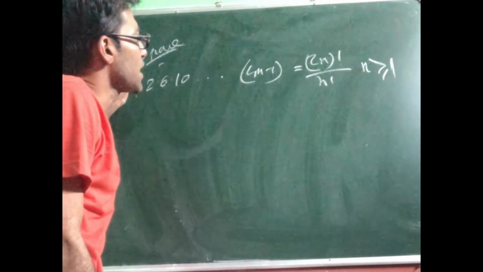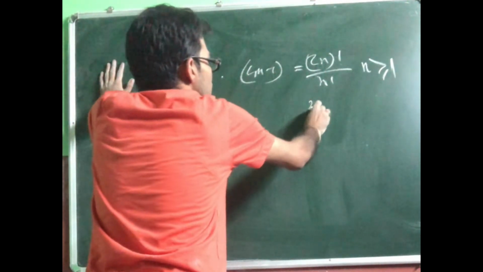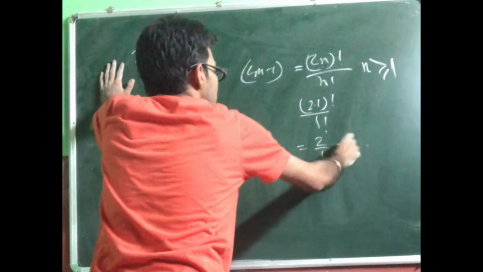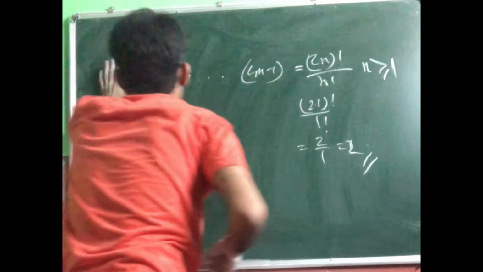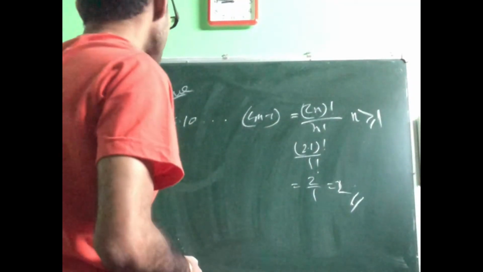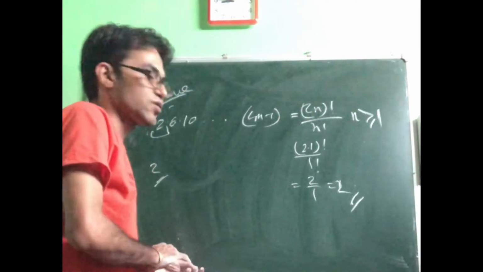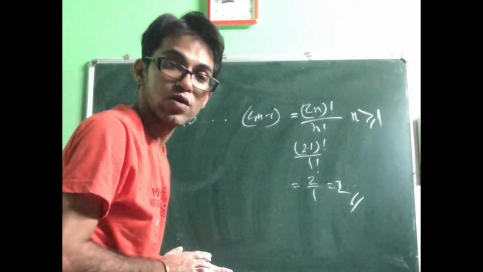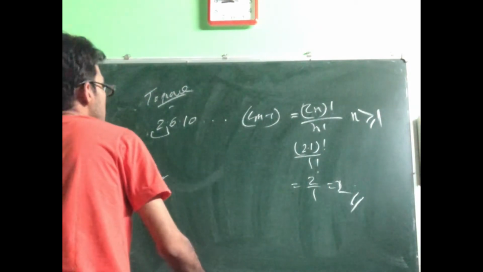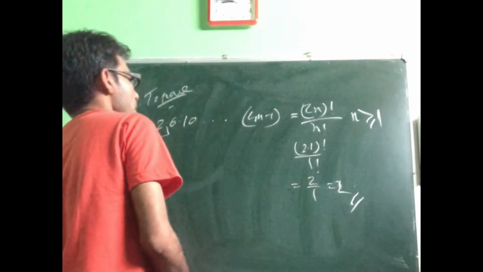Well, how can I prove this thing? For n equal to 1, this becomes 2 into 1 factorial divided by 1 factorial. So basically this is 2 divided by 1, which is 2. What about this side? I have got only 2. So I've got a 2 here and a 2 here. So the statement holds true for the base case n equal to 1.